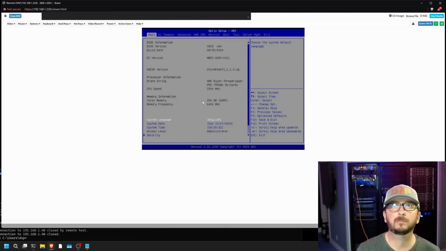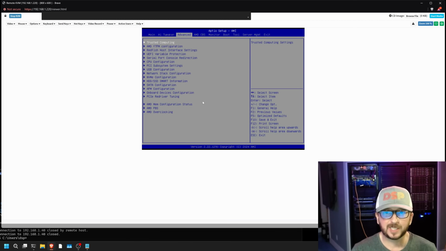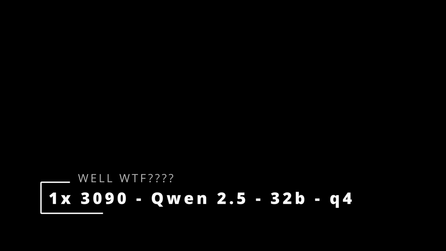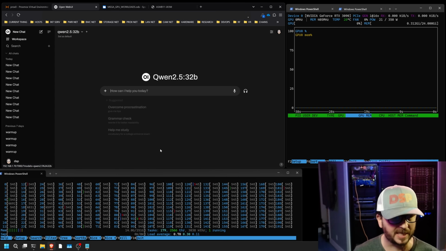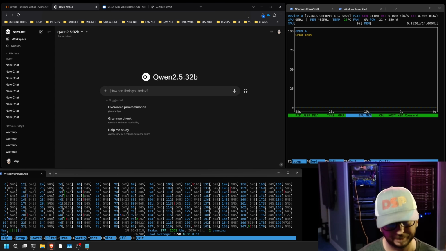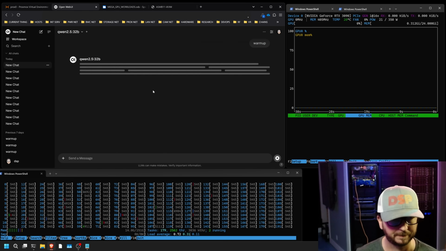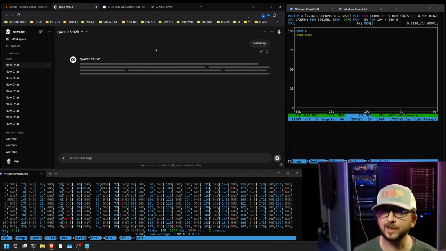The memory is at 6400. So very, very interested to see what your thoughts might be on this. Let's try Qwen 2.5 32B. So curious how this is going slower than what we saw just recently with the last generation's Threadripper.